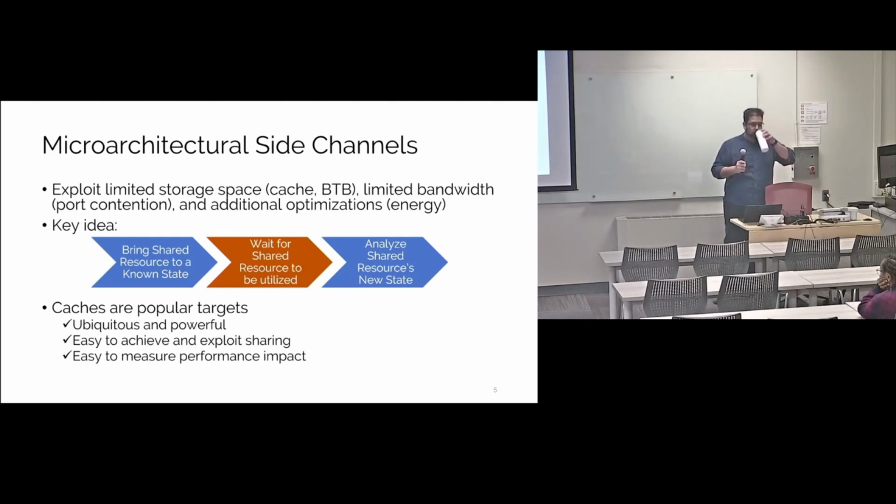And caches, by the way, are not the only things that are targeted for microarchitectural side channels. You can target any buffer you find in the microarchitecture. You can target your branch prediction units. You can target the coherence logic, the replacement logic.